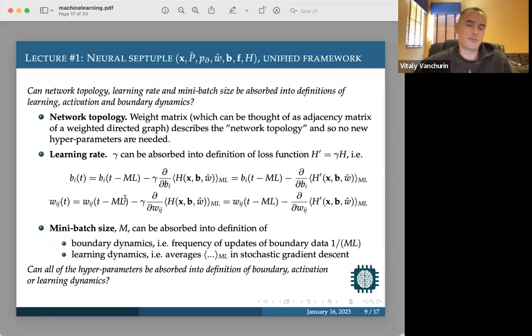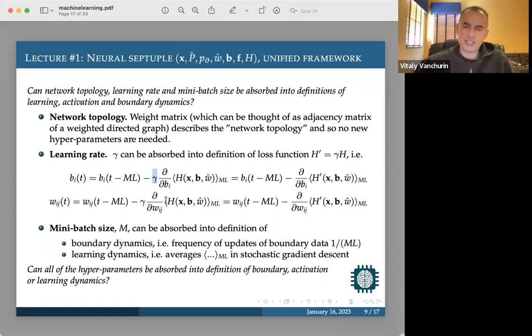So the answer to the first question is yes, it is part of this neural set tuple. The second one, learning rate. This one is actually trivial. If you look at the two equations written there, you can absorb this gamma, which is the learning rate, into the definition of H. If it's not dynamical, you can just carry it through and define a new H prime, which has it.